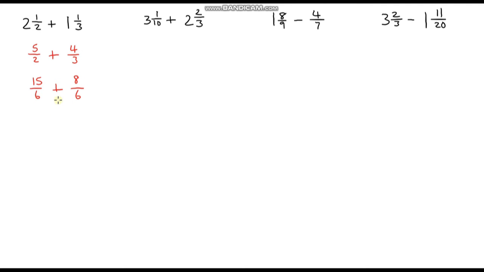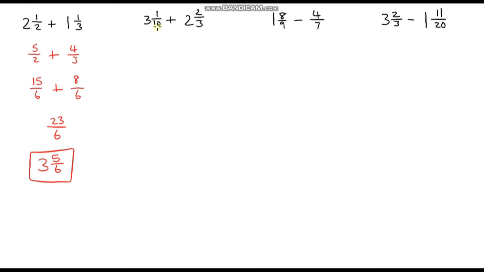So now we can just add these two fractions together. 15 plus 8 is 23, so it's going to be 23 over 6. And writing that, remember we need to write it as a mixed number because the question was in mixed number form. So how many times does 6 go into 23? Well, it doesn't go 4 times, it goes 3 times. So 6 times 3 is 18, and to get to 23 we need to add on 5. So it's 3 5/6.